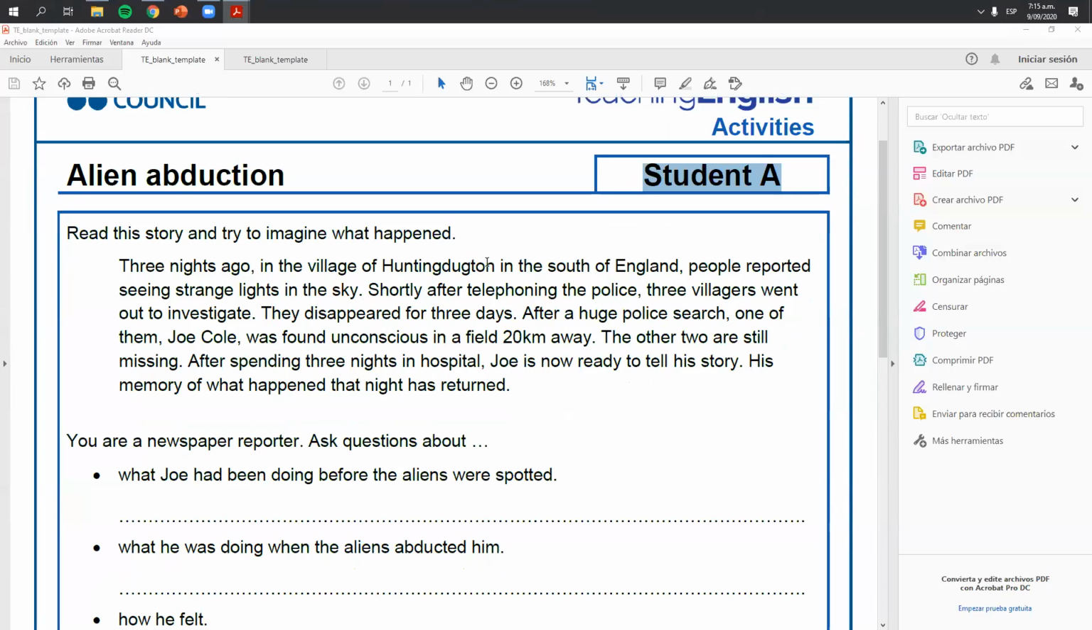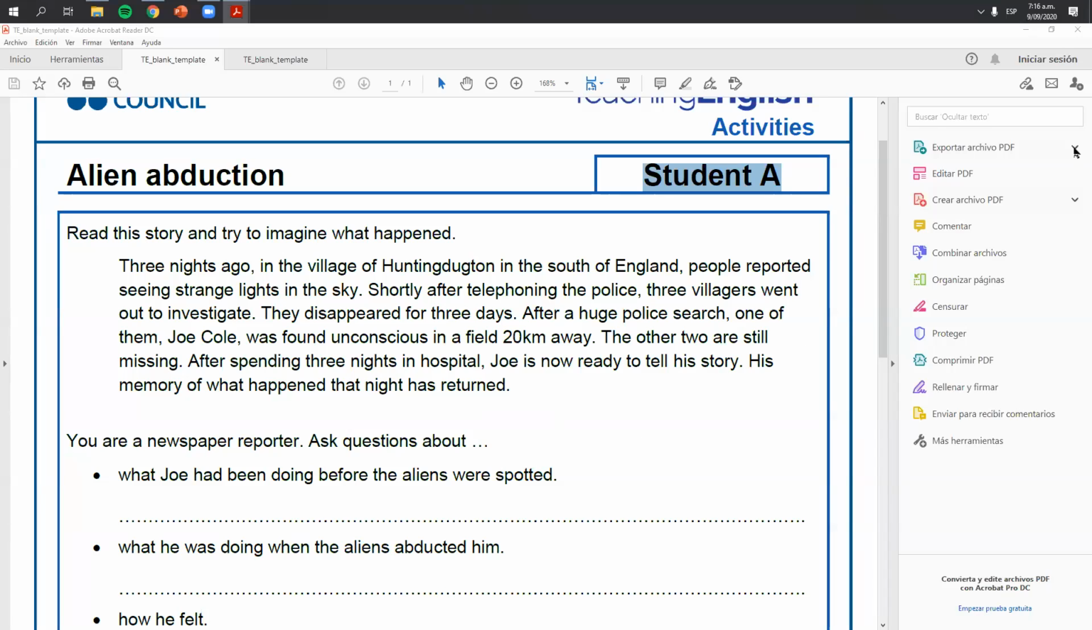Three nights ago, in the village of Huntingdon in the south of England, people reported seeing strange lights in the sky. Shortly after telephoning the police, three villagers went out to investigate. They disappeared for three days. After a huge police search, one of them, Joe Cole, was found unconscious in a field 20 kilometers away. The other two are still missing. After spending three nights in hospital, Joe is now ready to tell his story. His memory of what happened that night has returned.